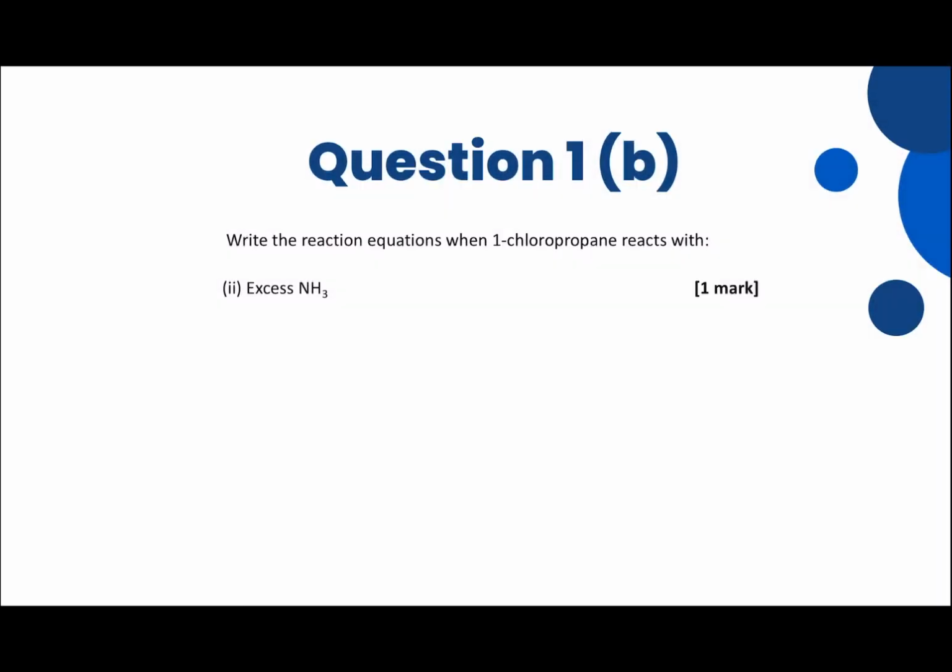Next, we have the same haloalkane reacts with excess ammonia. So I'm going to write the equation where we need ethanol as our solvent and undergoes under reflux. You will substitute NH2 from the ammonia molecule at this halogen position. And then we have one more, which is H+. It will attract Cl minus from here. So you get HCl as our side product.